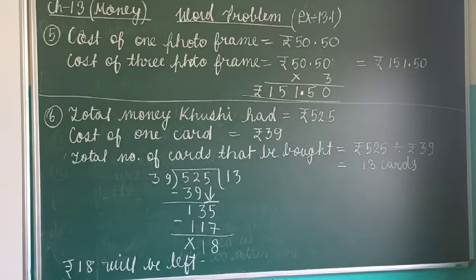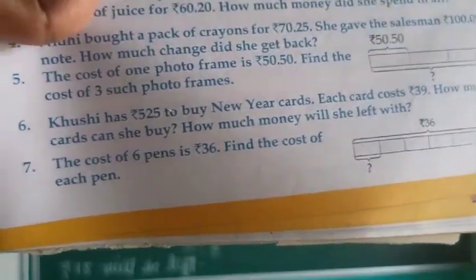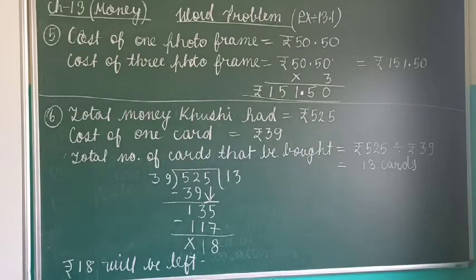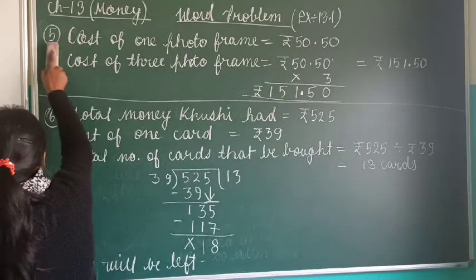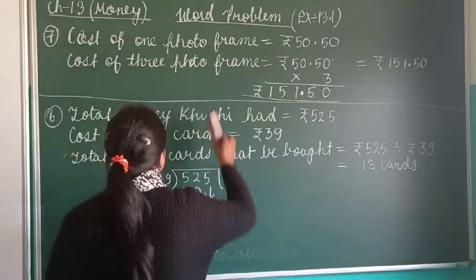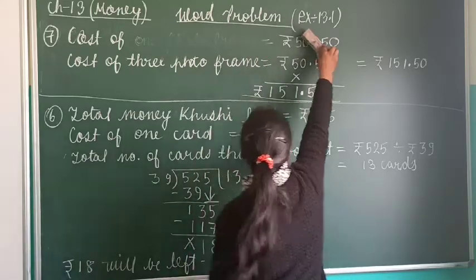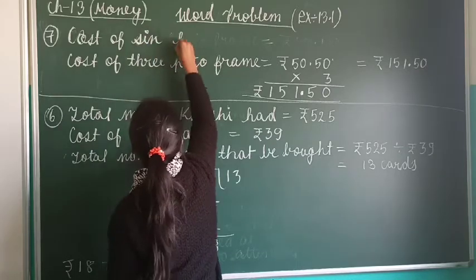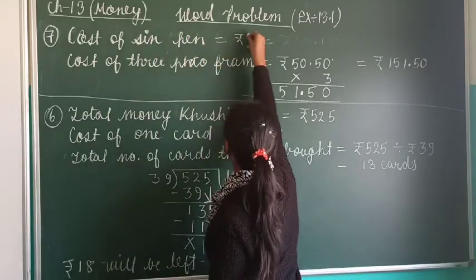Now we will see question number 7. First of all, let us see the question. The cost of 6 pens is rupees 36. Find the cost of each pen. Okay. The cost of 6 pens is given together. You have to find the cost of each pen, means हर एक pen का. So here, question number 7. Cost of 6 pens is equal to rupees 36.